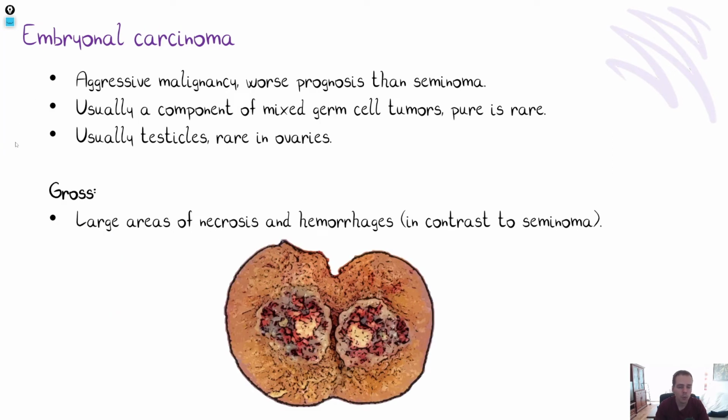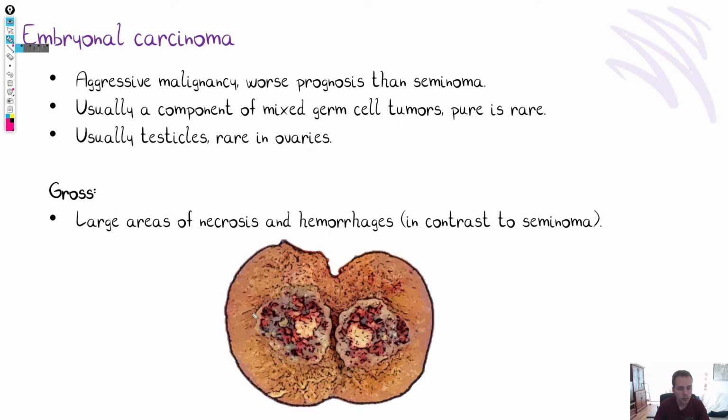Okay, and now let's move to the non-seminomatous group. And as I said, this group as a whole is more aggressive. And embryonal carcinoma is a typical example of high-grade malignancy, both from the clinical point of view and from the morphological point of view. So it's an aggressive malignancy with a worse prognosis than seminoma. It's usually found in testicles. In ovaries it's quite rare. And usually it's a component of mixed germ cell tumors. Pure embryonal carcinoma is not so common.